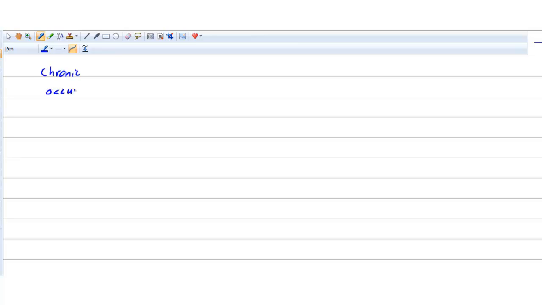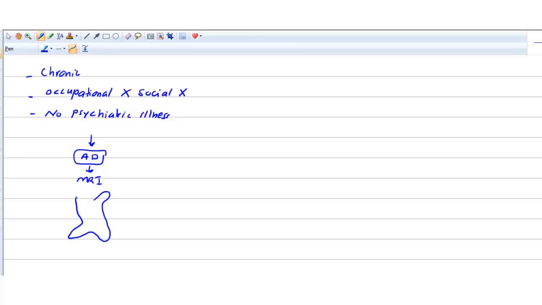So occupational function gone, social interaction gone. What else? Usually no psychiatric symptoms in the beginning, so you have to make sure there is no psychiatric illness, at least in the beginning. These are the DSM criteria to diagnose Alzheimer's disease. So you get Alzheimer's, on MRI what will you see? Diffuse atrophy, the whole brain atrophied. That's why the ventricles look so big, because all the brain atrophied.